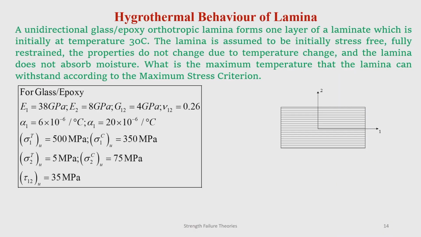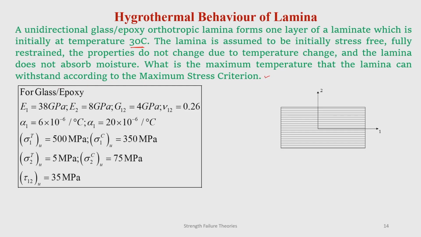Next, let us take another problem. A unidirectional glass epoxy orthotropic lamina, actually it forms one layer of the laminate, which is initially at a temperature of 30 degrees Celsius. The lamina is assumed to be initially stress free, that means no residual stress. Fully restrained, the properties do not change due to temperature change, and the lamina does not absorb moisture. What is the maximum temperature that the lamina can withstand according to maximum stress criteria?